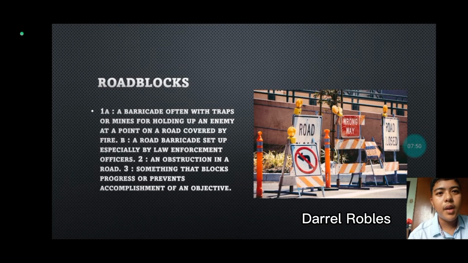The fifth is the roadblocks. One, a barricade, often with traps or mines, for holding an enemy at a point of a road covered by fire. Two, a road barricade set up especially by law enforcement officers. Three, an obstruction in a road, something that blocks progress or prevents accomplishment of an object.